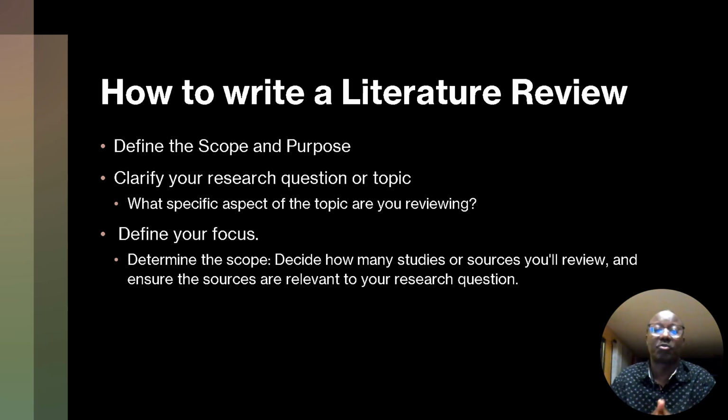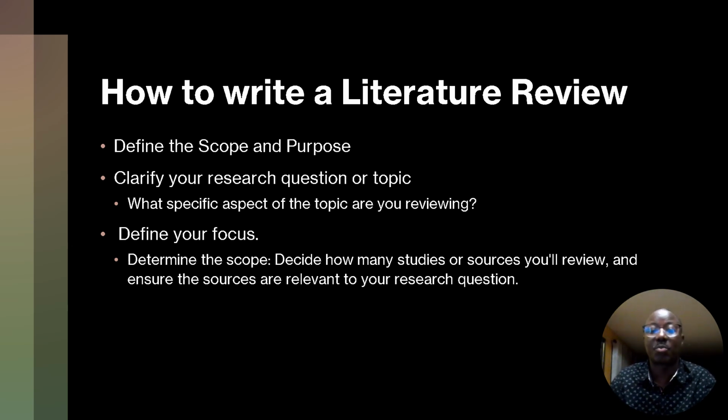How to write a literature review. The first thing, you need to have a topic, and for the topic you have a research question, then you define the scope and purpose of your work. You clarify the research question or the topic. What specific aspect of the topic are you reviewing? So when you get to know that, then you define your focus. You put yourself in the frame of mind. Say, look, this is going to be my focus.